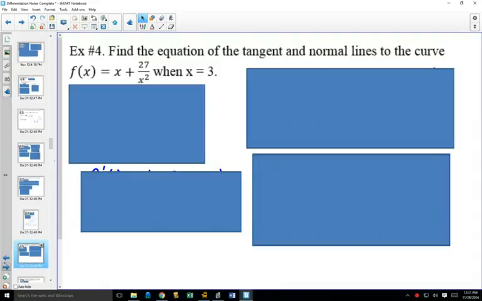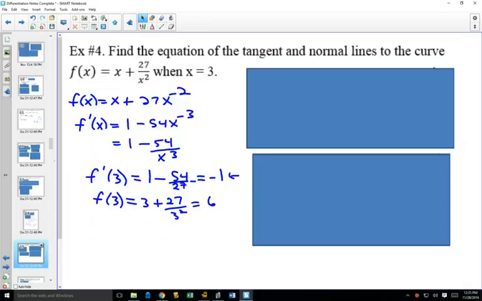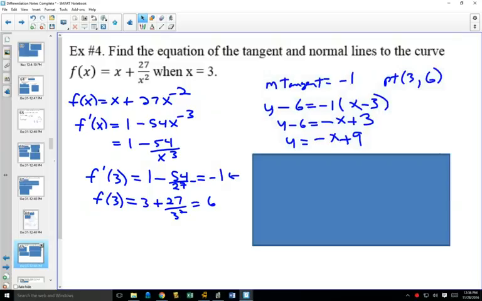All right, find the equation of a tangent and normal lines to this one when x equals 3. So then once we have our derivative and we've calculated both the slope, so when we plug numbers into the derivative, that always finds slope. When we plug numbers into our original equation, that's going to find the y-coordinate when x is 3. And so we have our tangent slope is negative 1. Our point is 3, 6, and we can find our equation of our tangent line.